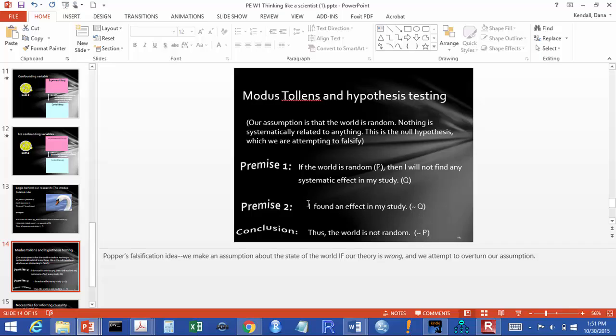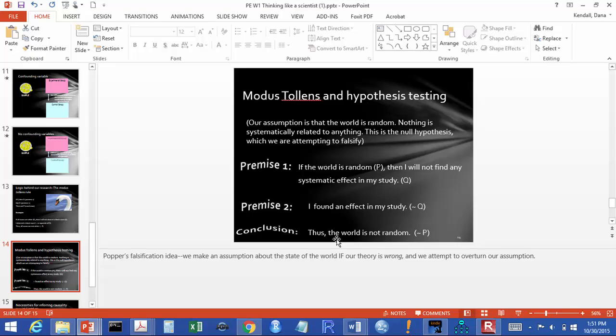Now please note that premise 2, if you found an effect, this could be wrong. Type 1 error can come into this. You may find an effect that isn't really there. Remember, that's type 1. So if that premise doesn't hold, then the conclusion will be wrong as a result.